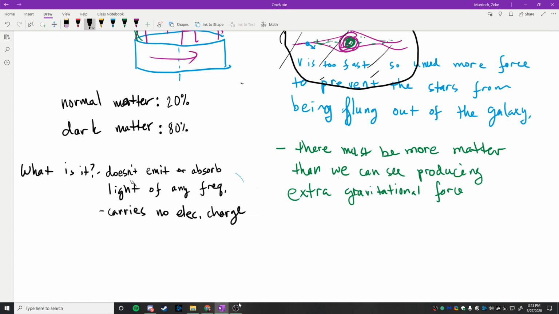It's kind of like black bodies. The black bodies emit all energy, like they, whatever. I'm sorry, I'm sorry. Okay, so it carries no electrical charge, it's hard to see.